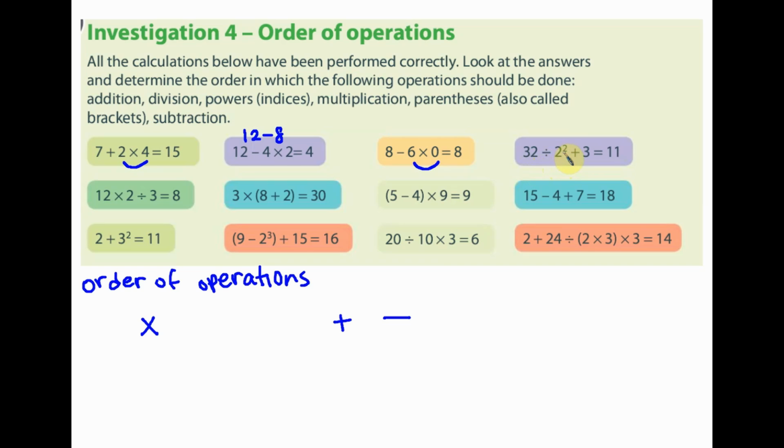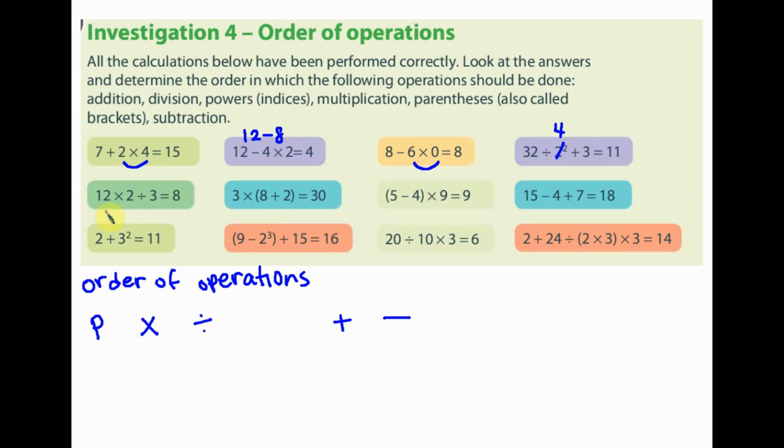32 divided by 2 squared. I have to do 2 squared first. So if I do so, I know that I'm dealing with 4. So 32 divided by 4, I get 8, plus 3, I get 11. Okay, so in here, because it's hard to perform division with just the exponent, I had to do the powers first before the division. Then I still don't know if I have to perform multiplication first or division.